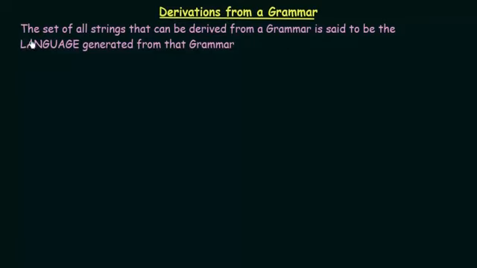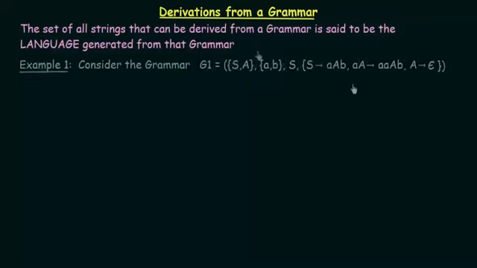It says here that the set of all strings that can be derived from a grammar is said to be the language generated from that grammar. So suppose we have a grammar given, and all the sets of strings that can be derived from that grammar, that is known as the language generated from that grammar. Okay, so let's see a simple example for that. Here we have an example given.